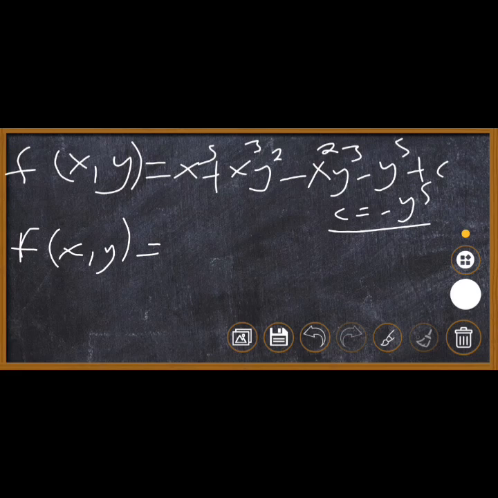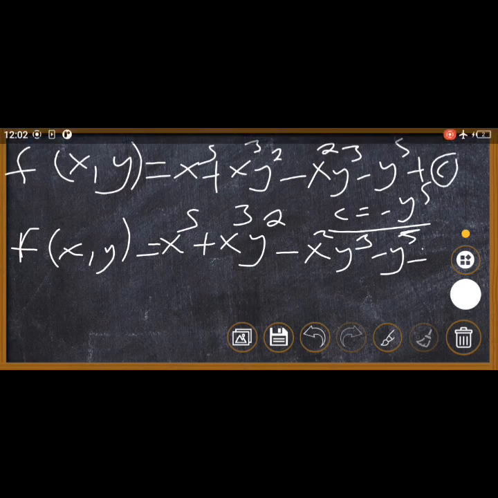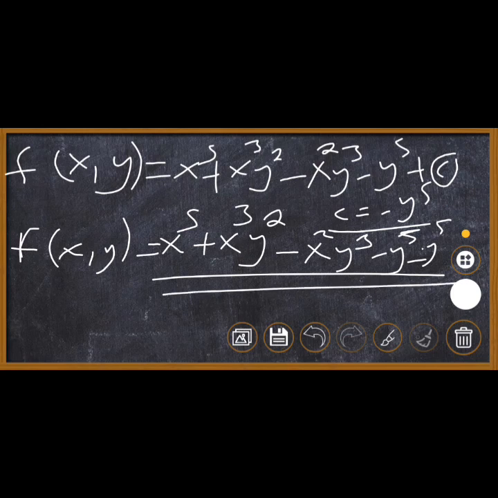So in this case then, we are going to have x raised to power 5 plus x raised to power 3 y squared minus x squared y power 3 minus y power 5, and then minus, where there is c, we add negative y power 5. So we have here negative y power 5. So this is our solved equation when it comes to exactness. So make sure that you understand the concepts.